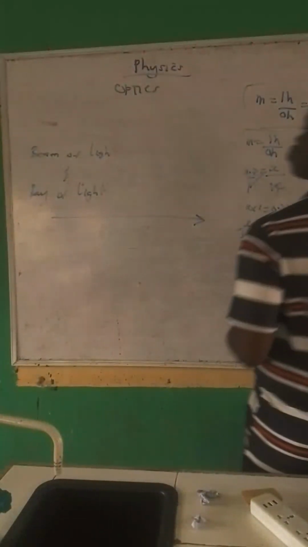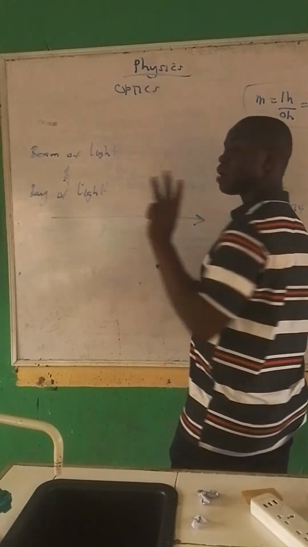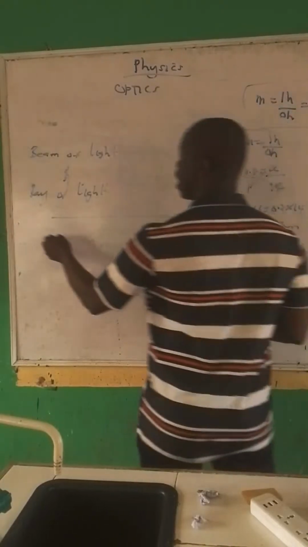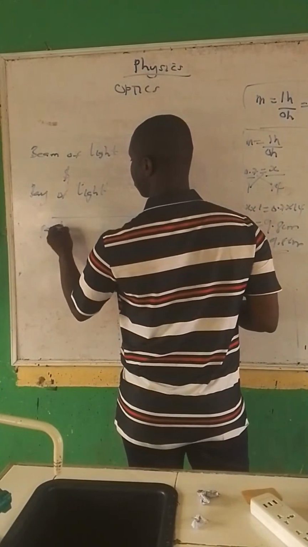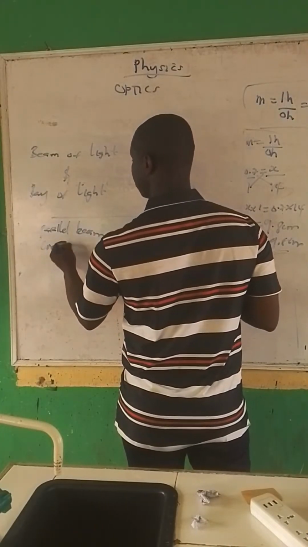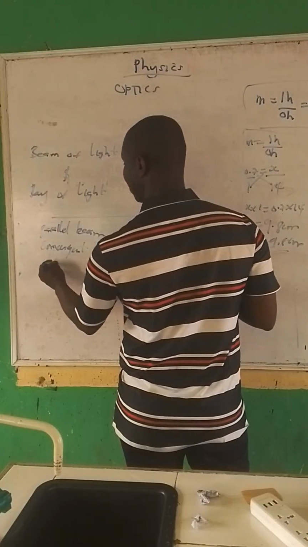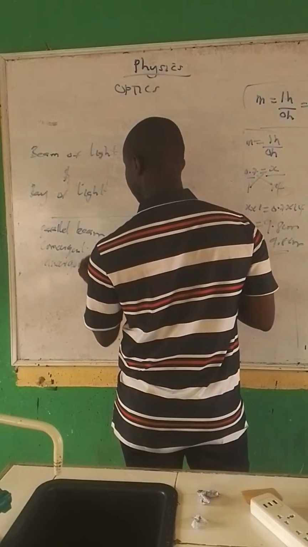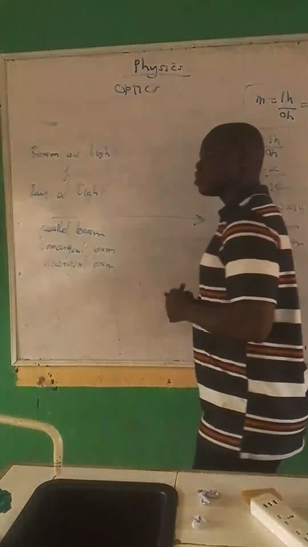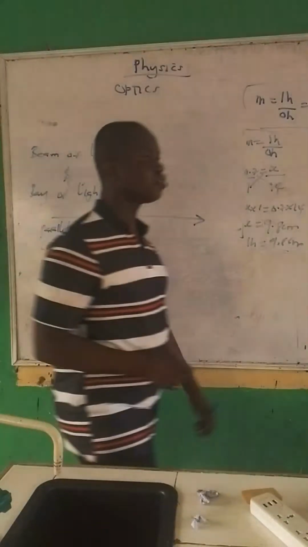Now, there are three types of beam of light. We have the parallel beam, the convergent beam, and the divergent beam. I repeat, there are three types of beams of light: the parallel beam, the convergent beam, and the divergent beam.